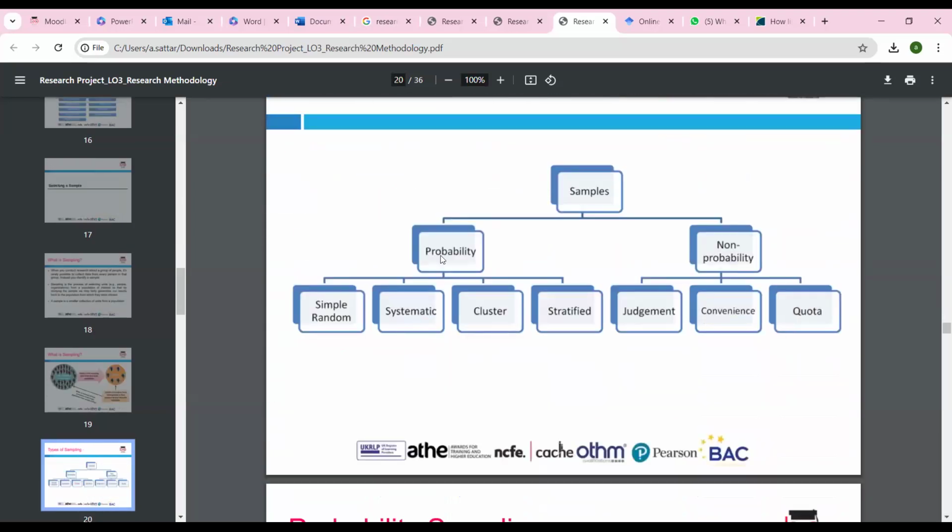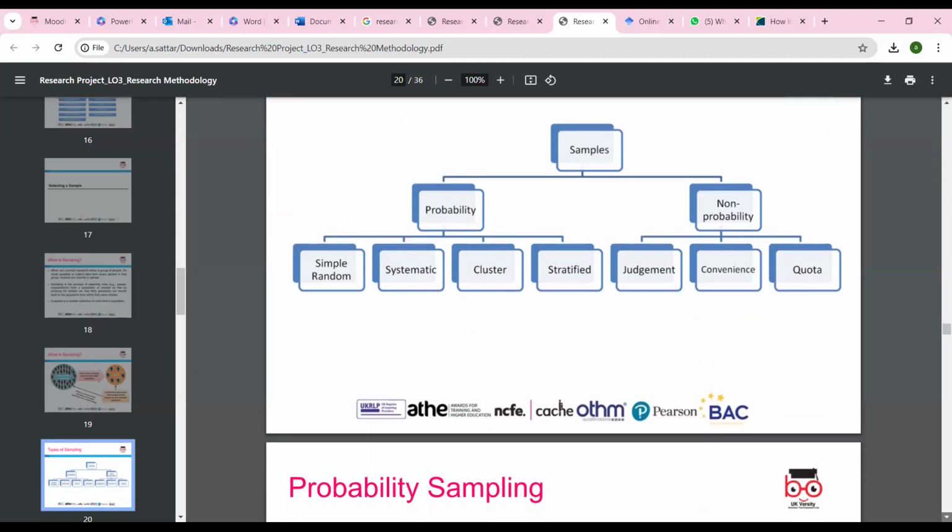Sampling can be probability or non-probability: random sampling, systematic, cluster, stratified. You can make clusters of the population and find the groups. For non-probability, mostly we carry on using convenience sampling, people near to you whom you can ask. Or you can use quota, for example 10% male and 10% female, or you can choose by age group.